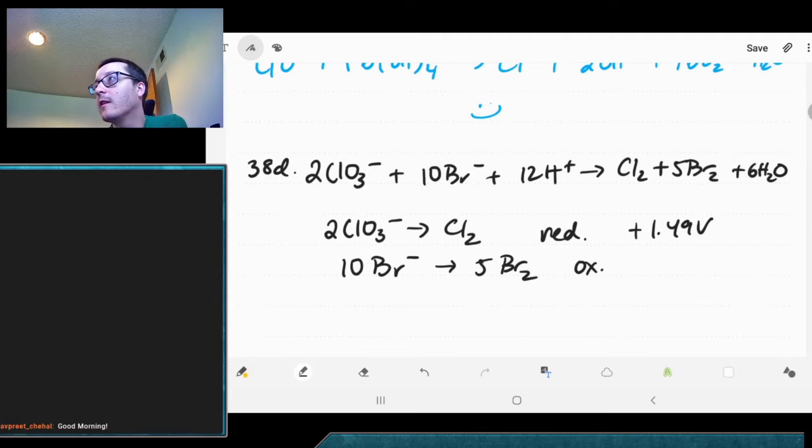And then let's look up bromines. So indeed, that does have the hydrogens and the waters in there as well. The other bromine is bromide going to bromine. So let's keep searching there. Are we dealing with aqueous or is our bromine liquid? Okay, so we're going to be dealing with the plus 1.066.